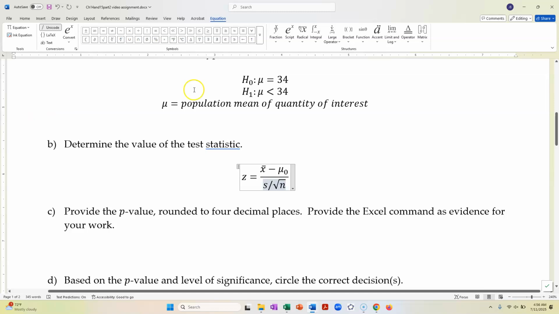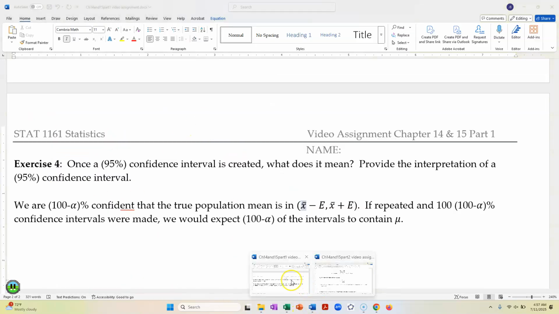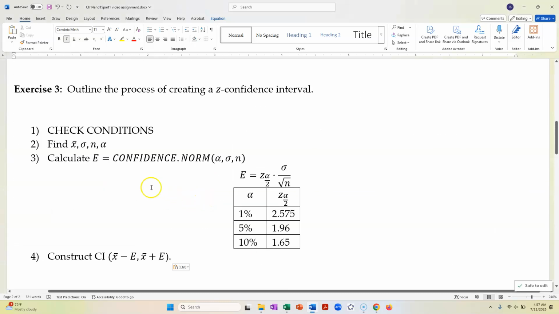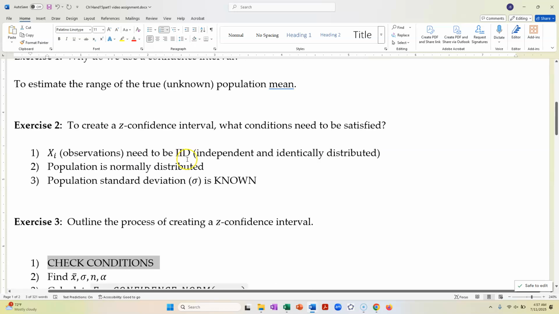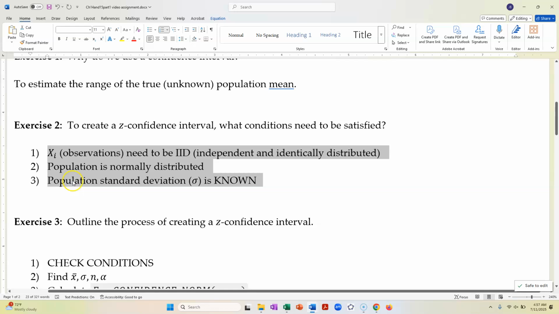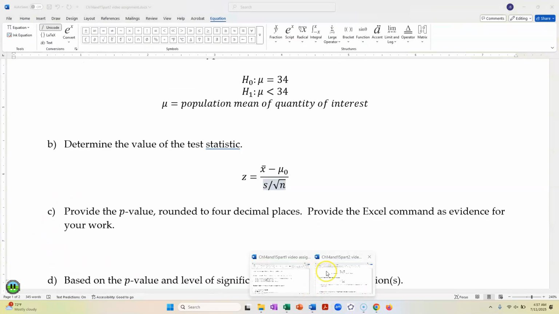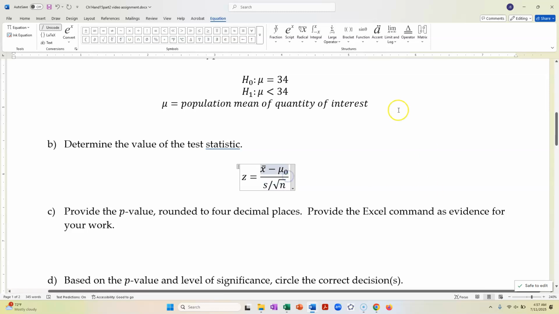Now I'm actually skipping a step here, much like the confidence interval piece. Before we do everything, we should check conditions. And so what are the conditions we need to check? Actually, they're the same as our confidence interval conditions for this test. Every test is going to have conditions, so I should check these 3 conditions before I proceed doing the z test. Okay, but there we go.